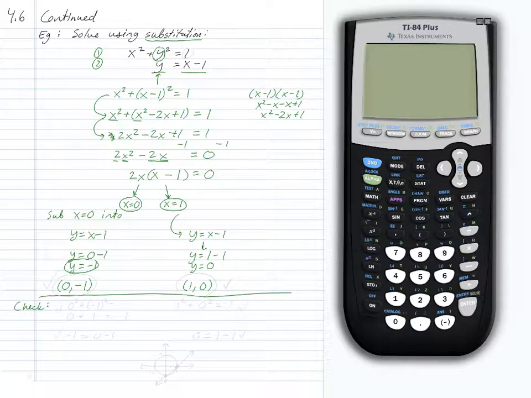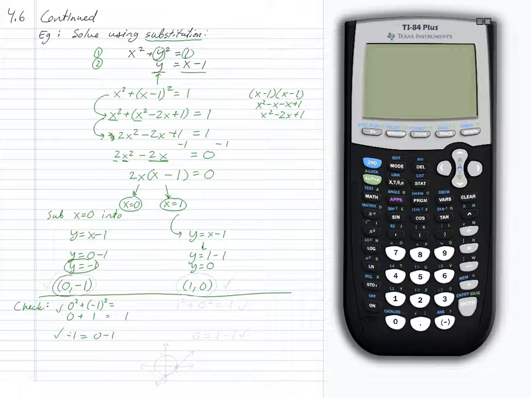We're going to be a little pressed for room here. Well, if I check 0, negative 1 in the first equation, 0 squared plus negative 1 squared, well, that's equal to 0 plus negative 1 squared, which is just 1. So this is equal to 1, which is what we're trying to achieve. So this one works in the first equation. In the second equation, y equals negative 1, and if we plug in x equals 0, then we have a fairly obvious equality.